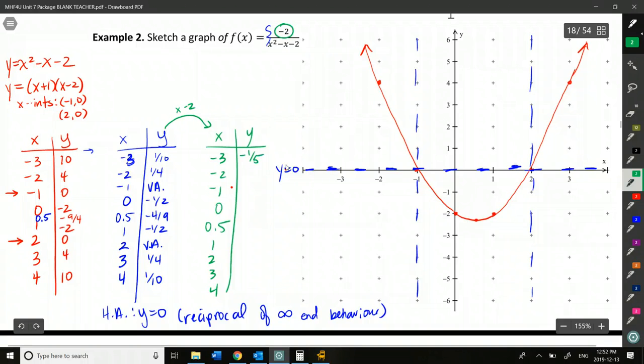So I've got -1/5 for these, -1/2. This is still a vertical asymptote for -1 and 2. And then we get 1 and 1 and 8/9.